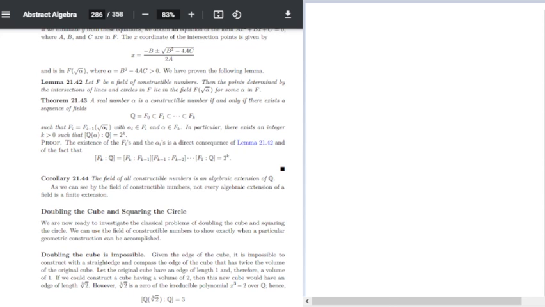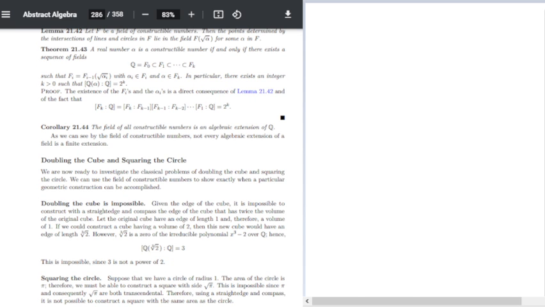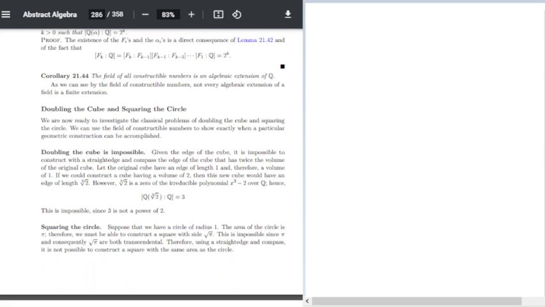Proof. The existence of the Fi's and the alpha i's is a direct consequence of Lemma 21.42, and of the fact that the index of Fk over Q is the index of Fk over F(k-1), times the index of F(k-1) over F(k-2), and on and on, which gives 2 to the k. Corollary. The field of all constructible numbers is an algebraic extension of Q. As we can see by the field of constructible numbers, not every algebraic extension of a field is a finite extension. Doubling the cube and squaring the circle.